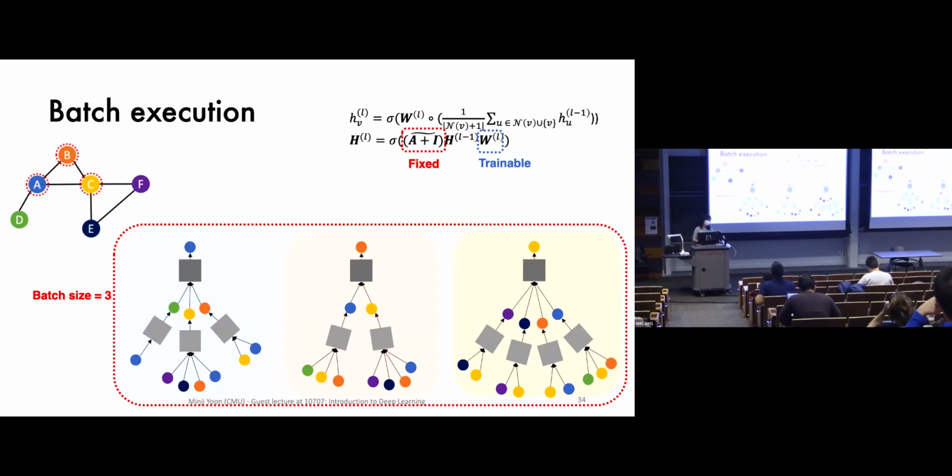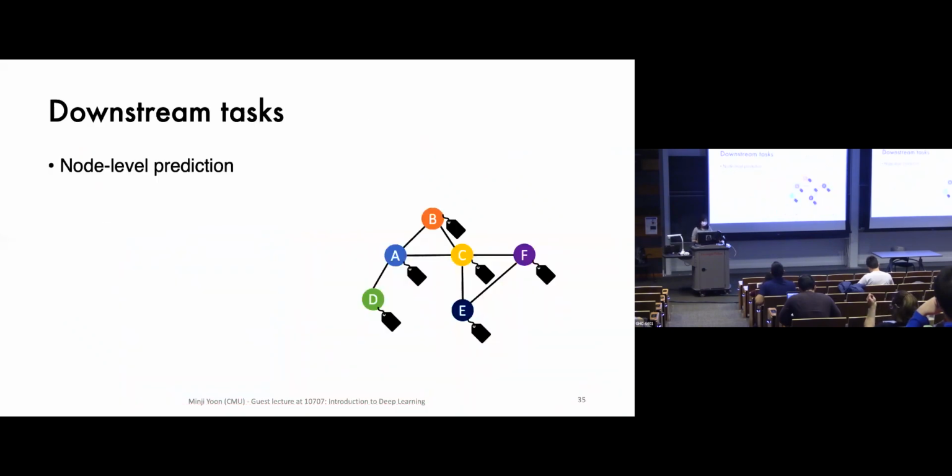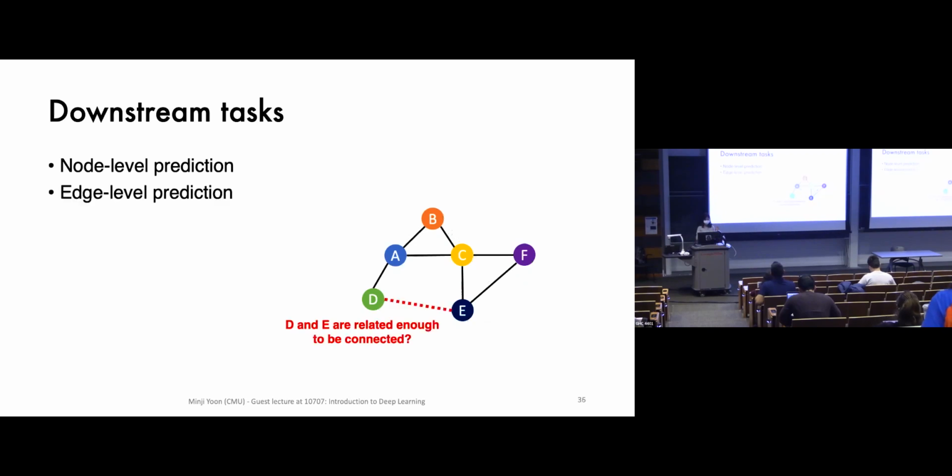So after computing this node embedding, what are we going to do? There are four typical downstream tasks. First is node level prediction. First, we compute node embedding, and then we find the mapping between node embedding and our labels. The second type of downstream task is edge level prediction. We compute node embedding for D and E, compare their node embeddings, and say D and E are related enough to be connected. If they are similar, we make an edge between them. It will be used as friend recommendation in Twitter or Instagram.